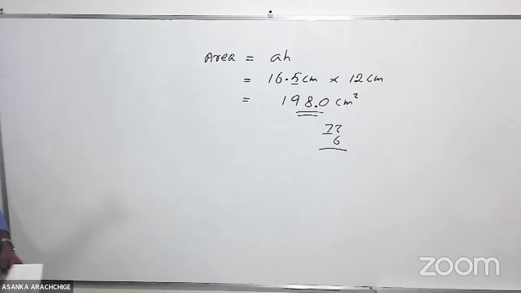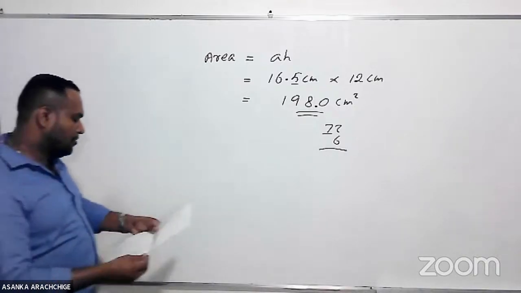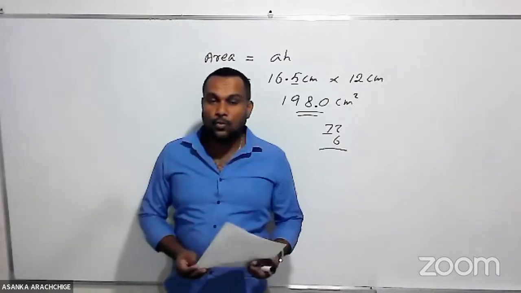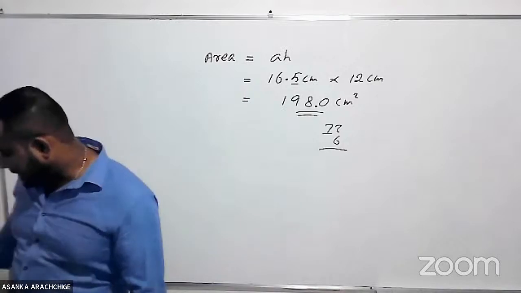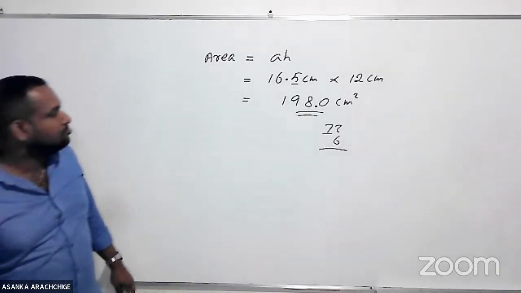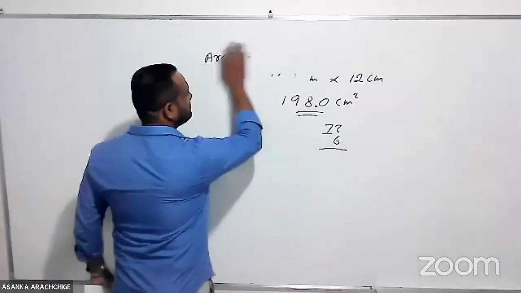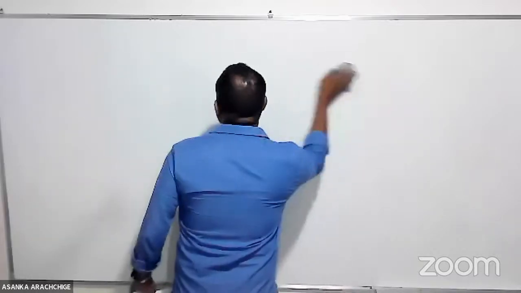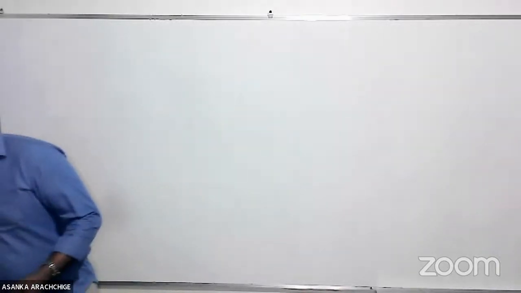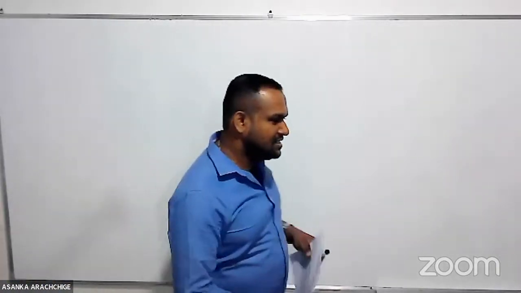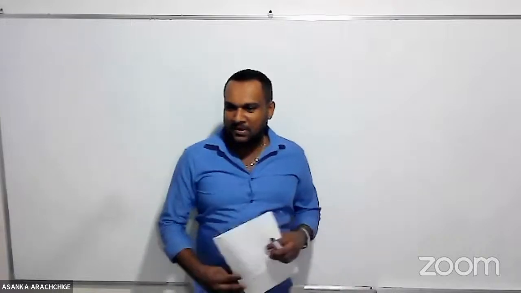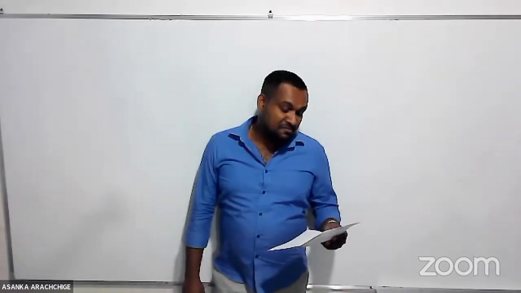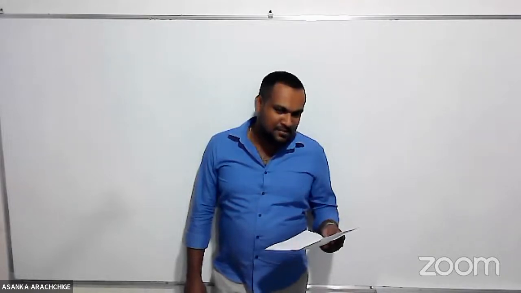Okay, now let's move to the question type given in the fourth one. The fourth question type is different. But we have already done very similar types of questions when we discussed the area of a triangle, no?